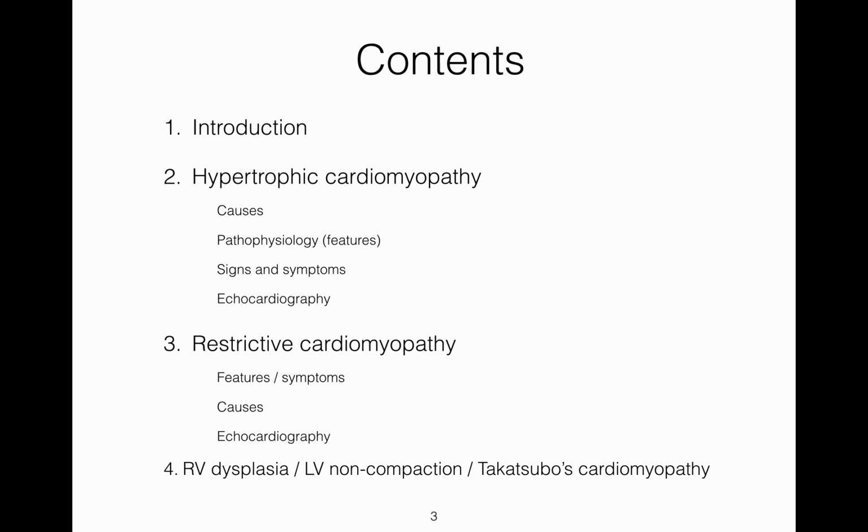In Part 2, we will look at hypertrophic cardiomyopathy, causes and features of hypertrophic cardiomyopathy, as well as echocardiographic imaging in this setting. In Part 3, we will look at restrictive cardiomyopathy, its features, causes, and echo imaging in this setting. And finally, in Part 4, a short description of 3 other kinds of cardiomyopathy will be given.